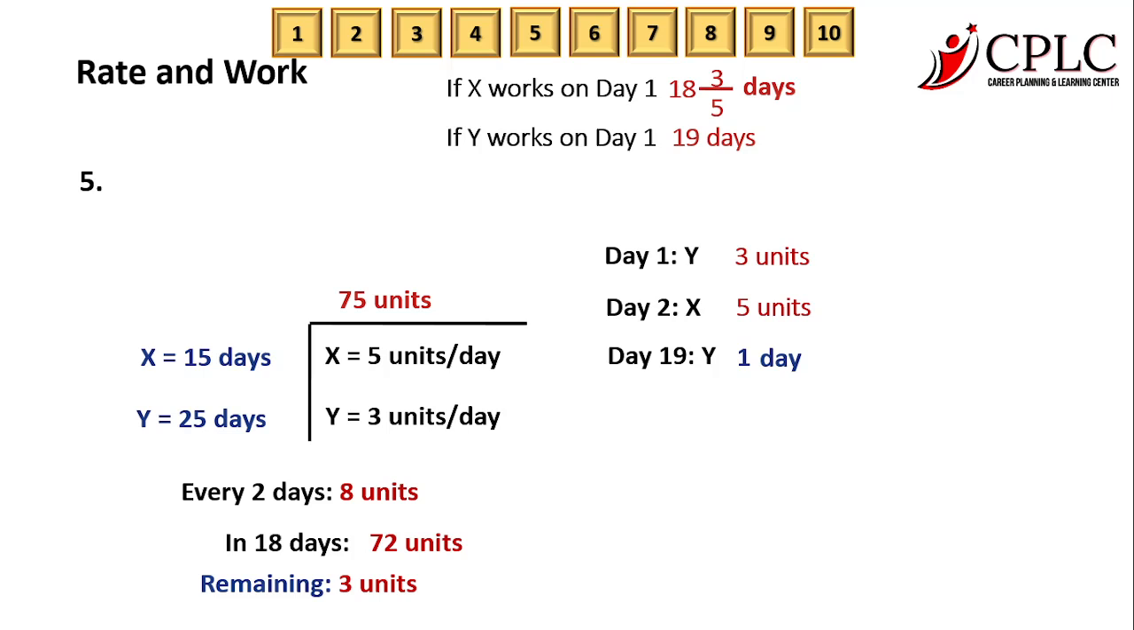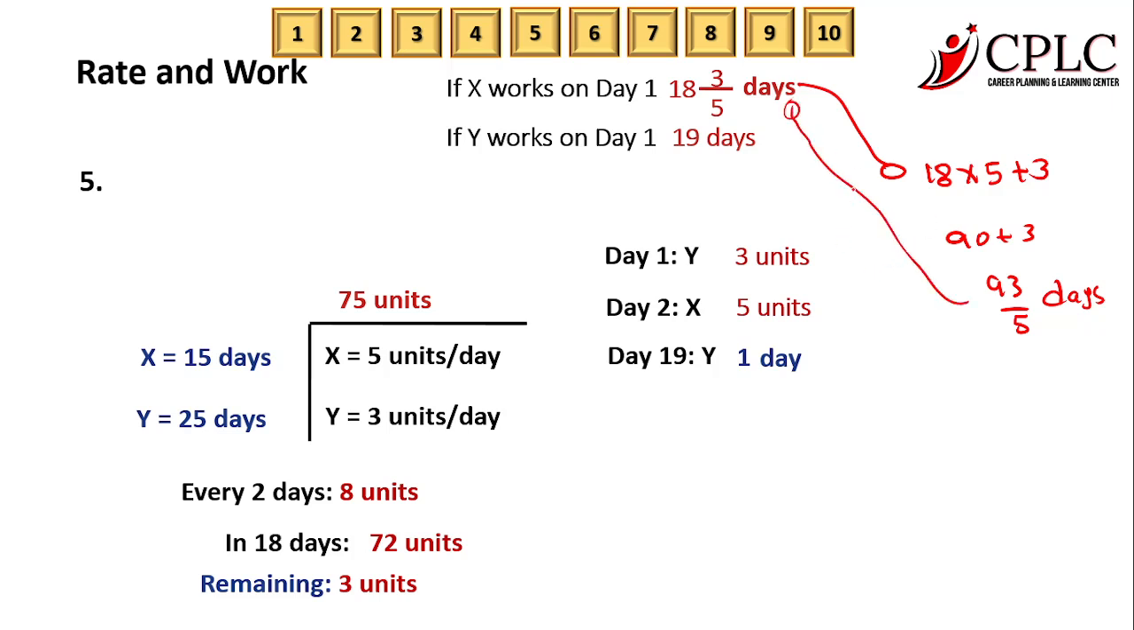Now we have to see the options. The option has this answer, but we have to convert it. So 18 × 5 plus 3, which is 90 plus 3, which is 93/5 days. So 93/5 in mixed fraction can be written as 18 3/5. So this answer is there. So we'll also mark that answer, which is answer option 2 for example. So remember this idea, people, that is working on alternate days. You'll have to assume both the scenarios, and whichever is the present scenario, you'll have to mark that. I hope you have understood.